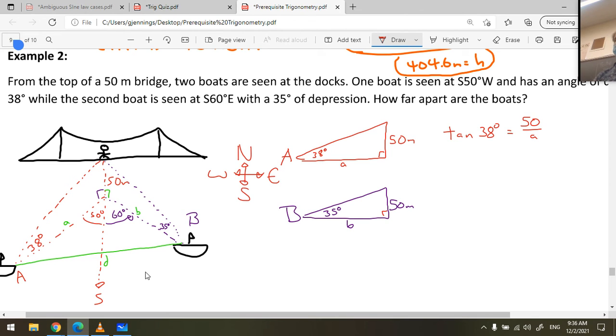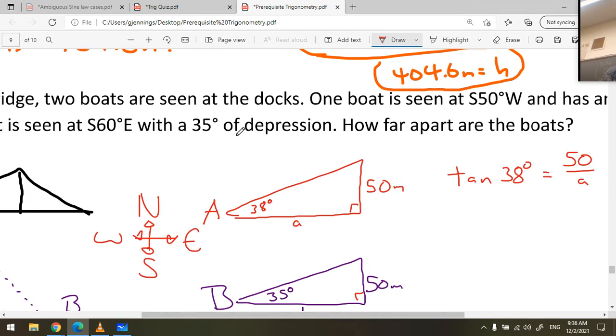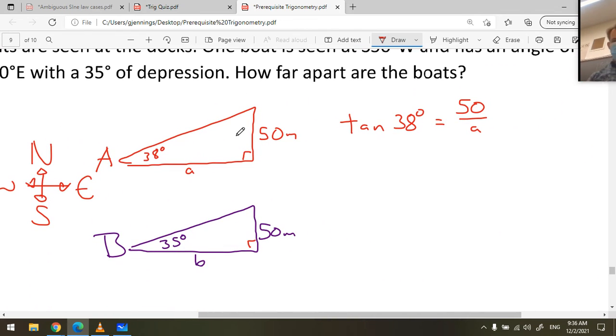Want me to write out my inverse operations? Okay, I'm going to zoom in because I need to use the space very effectively. So now I multiply both sides by A, and I divide both sides by tan 38. That cancels this and this, leaving me 50 over tan 38 on this side. Then A over tan 38 on the other side cancels the tan 38, leaving me A equals 50 over tan 38.